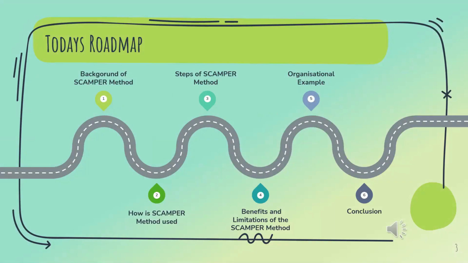Here we have a roadmap for today's presentation. Firstly, I will give a brief background of the Scamper method. Secondly, I will focus on how the Scamper method is implemented and used. Thirdly, I will explain the 7 steps of the Scamper method. Then I will discuss both the limitations and the benefits of the method. And finally, I will conclude with an organisational example in which I feel Scamper method will be most beneficial.